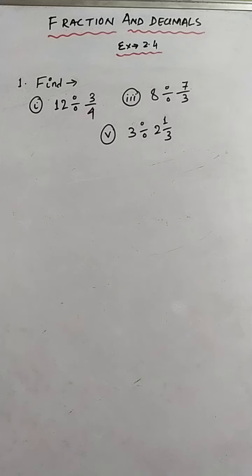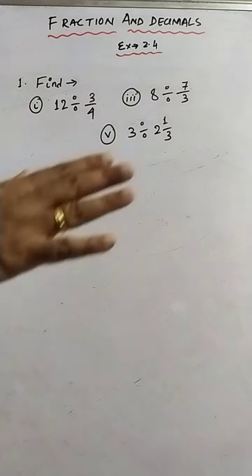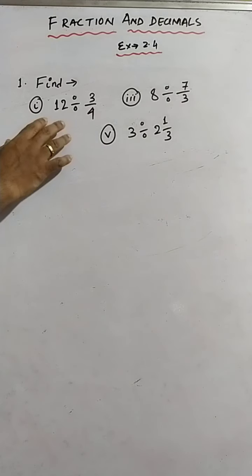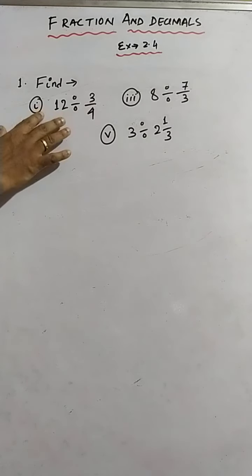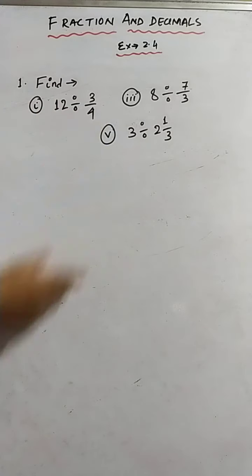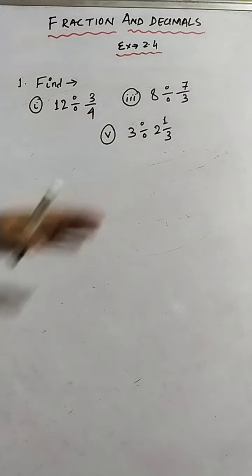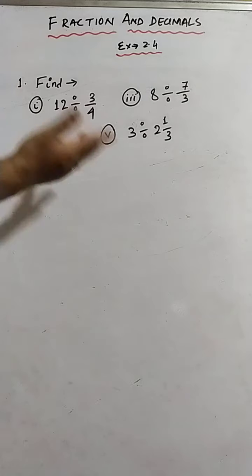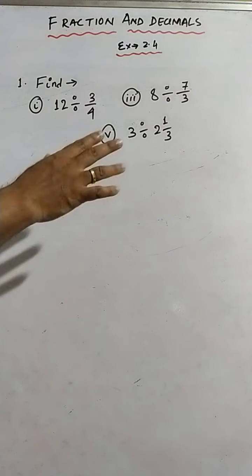Hello students. Now in this session of video I will explain question number 1, 2 and 3 of exercise 2.4 of chapter Fractions and Decimals. Now in question number 1 we have 6 questions. Out of 6 I will explain sum number 1, 3 and 5, and the rest of the 3 questions would be your homework. That is all the even numbers, sum number 2, 4 and 6.